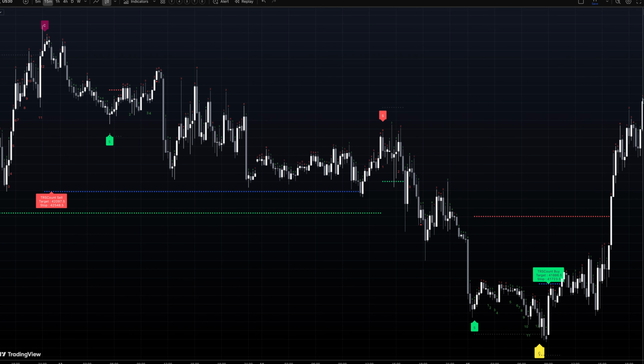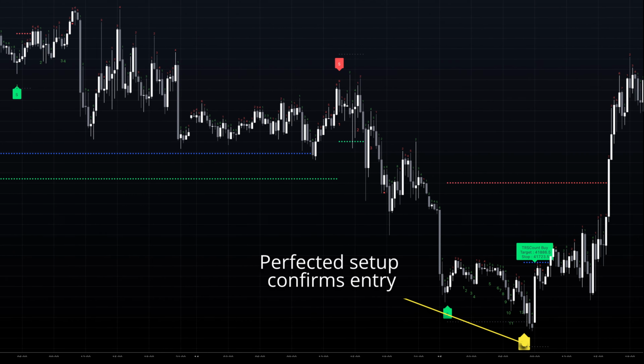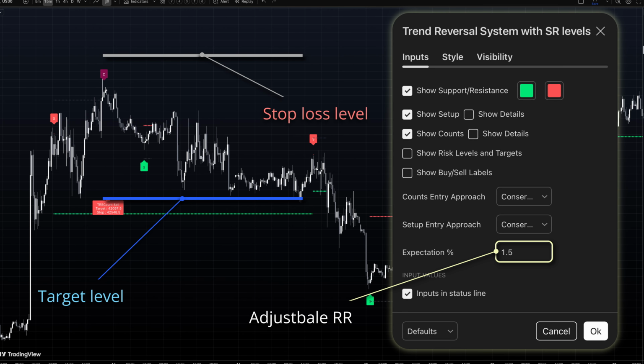The system then requires these setups to be perfected by specific low-high comparisons before proceeding to the countdown phase, which tracks specific price action patterns to completion. For risk management, the indicator automatically calculates stop levels and potential targets based on true range and significant price points.